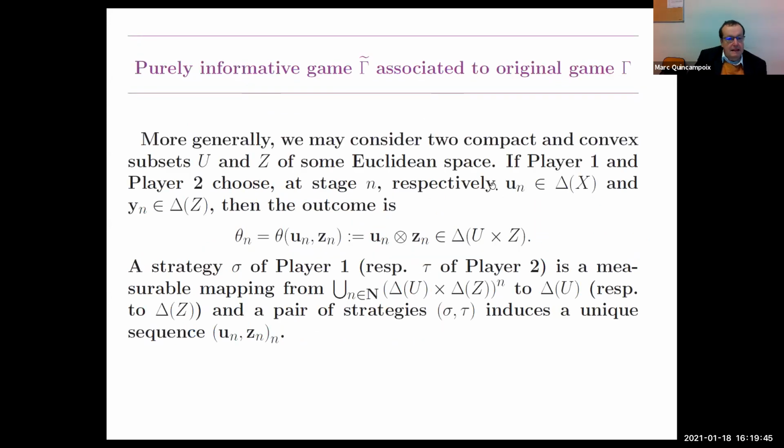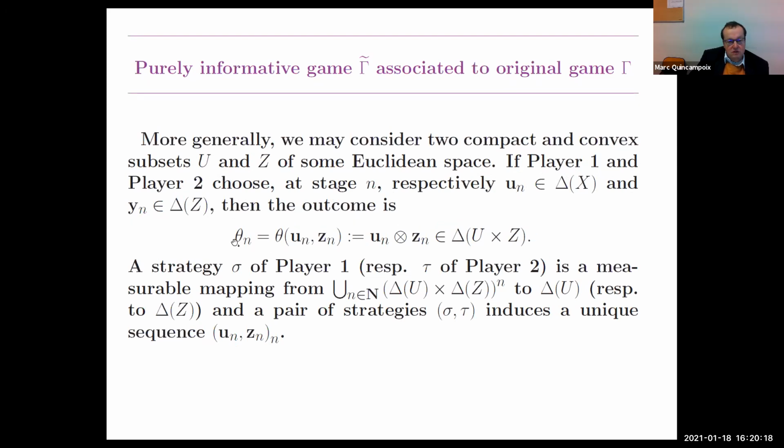Okay. So we consider two compact and convex subsets U and Z on some Euclidean space, and I will define the following game that we call purely informative game. Player 1 and player 2 choose at stage n, respectively, an action un in delta of U and zn in delta of Z.